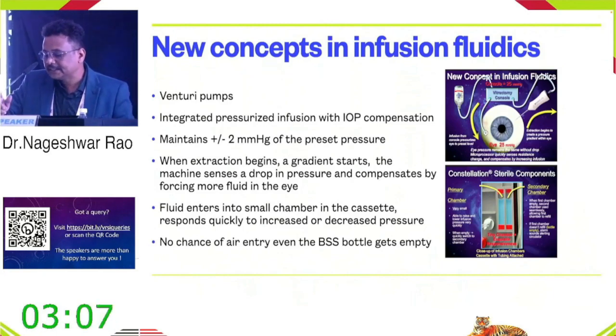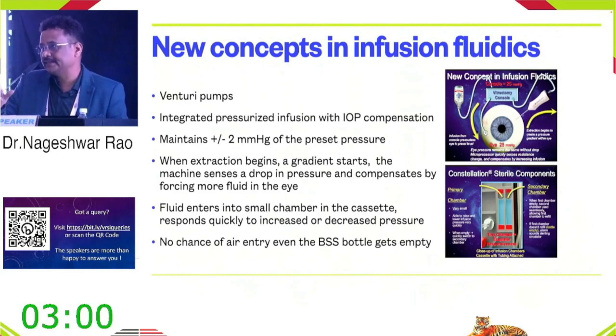And this integrated pressurized infusion with IOP compensation is a major advantage of this machine, which keeps the IOP at a certain level or a preset level so that the eye doesn't get fuller during surgery. And when extraction begins, a gradient starts, the machine senses a drop in pressure and compensates by forcing more fluid into the eye, which is again its automatic sensor system, which is helpful during surgery.